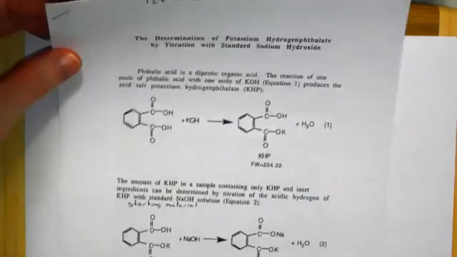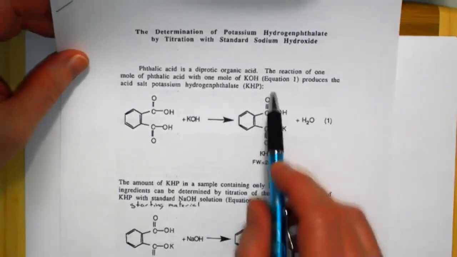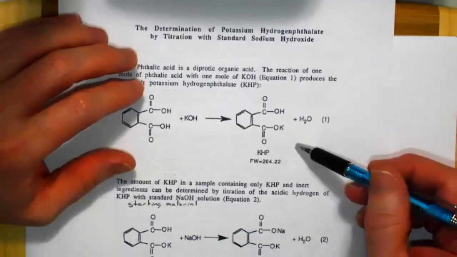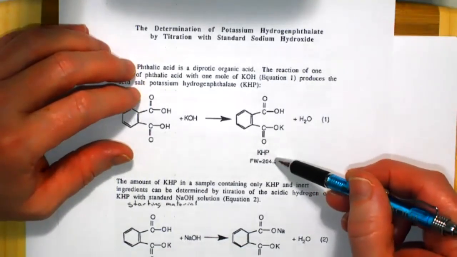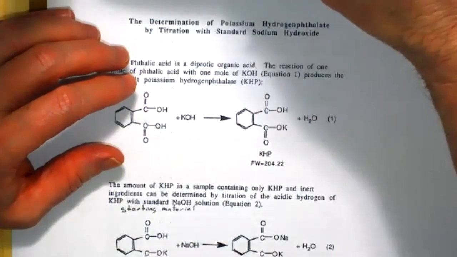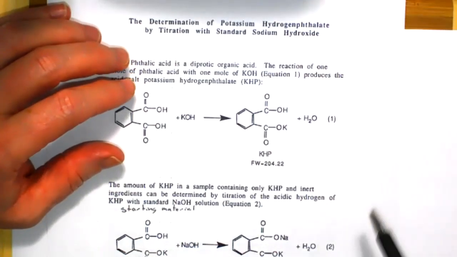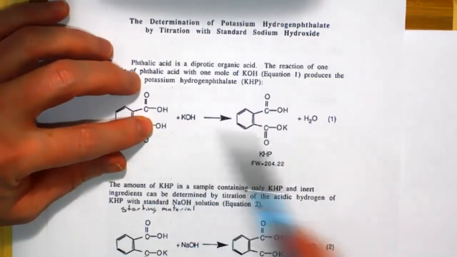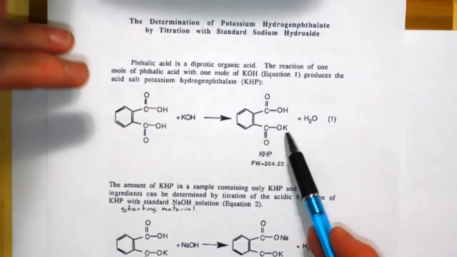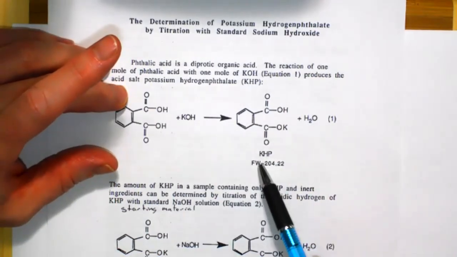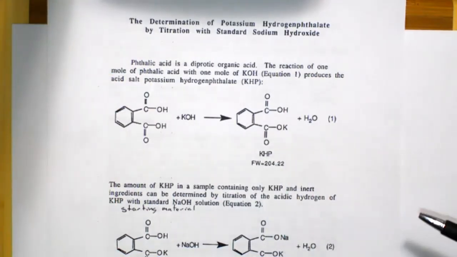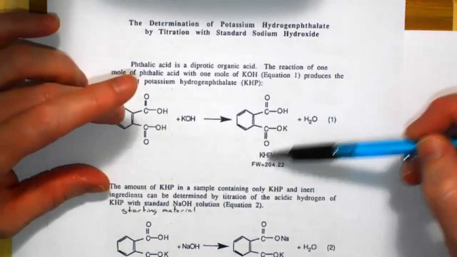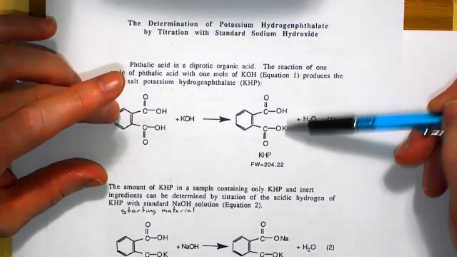So the first reaction is the prep that the chemical companies do to make KHP. There's our starting reagent, and we see we've removed one of the acidic protons and replaced it with potassium, and then they can crystallize that. This is a weird compound, right? So why the heck are we fussing with this diprotic acid in a monoprotic form?